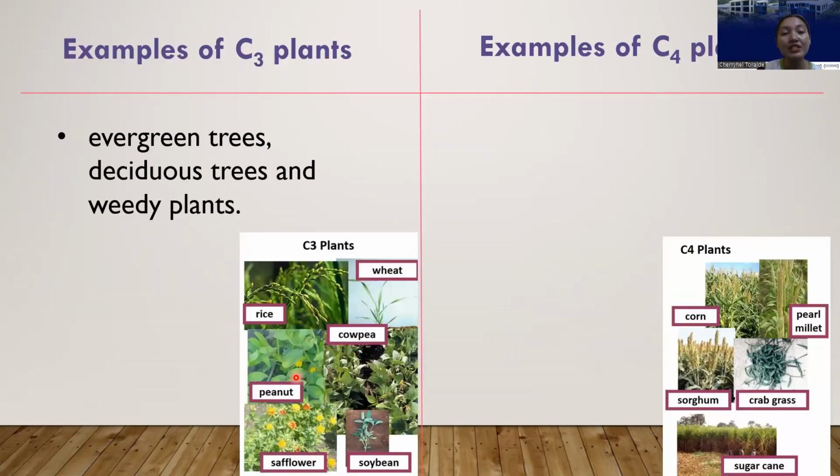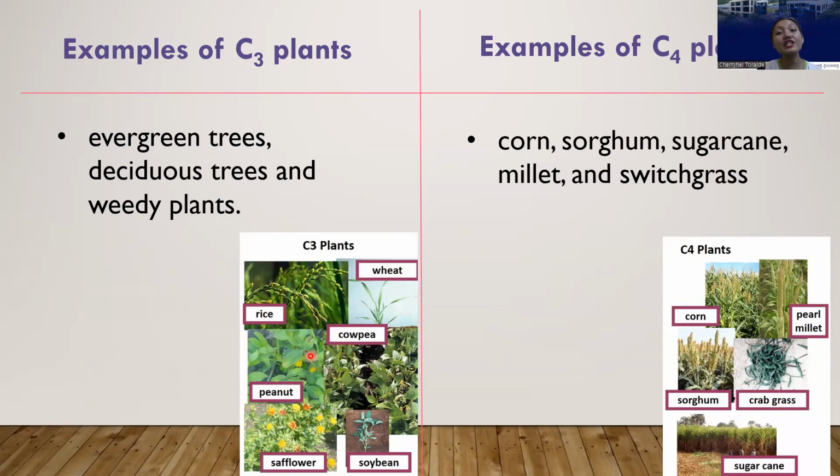So what are some examples of C3 plants? C3 plants are the evergreen trees, deciduous trees, weedy plants, and grasses. For example, rice, wheat, cowpea, peanut, soybeans, sunflower, and the big trees. These are actually C3 plants. So imagine what would happen if there is increased global warming. The photosynthetic capability of the C3 plants will also be decreased, hampered.